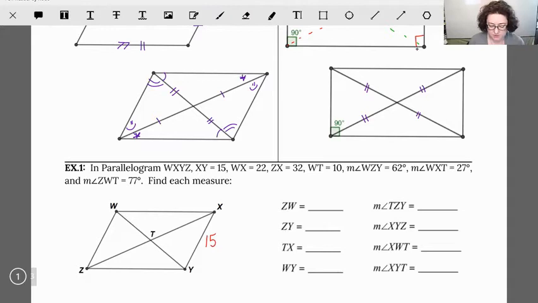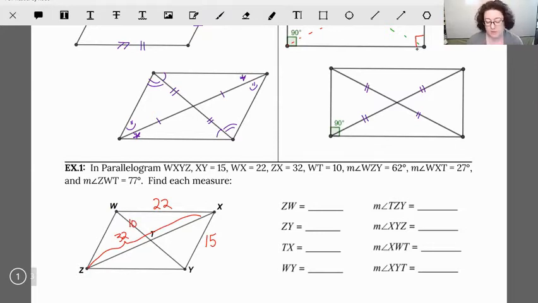WX is 22, that's the top section. ZX is 32, that's actually the entire diagonal going through. And so I want to be specific that I'm labeling the entire diagonal, not just one section. We have WT, which is just one section inside, so that's just this piece. And then we get to angle. So actually, let's deal with our sides first.